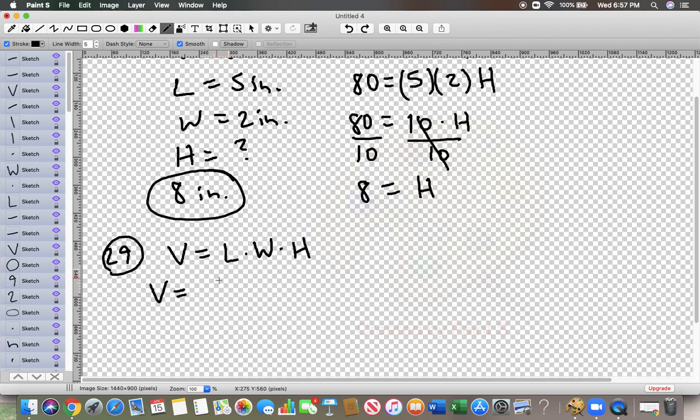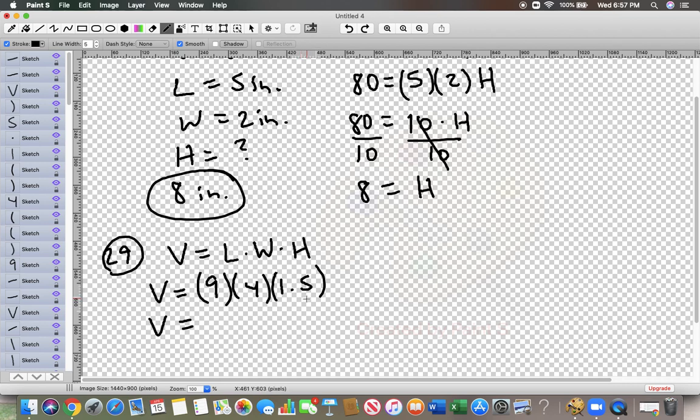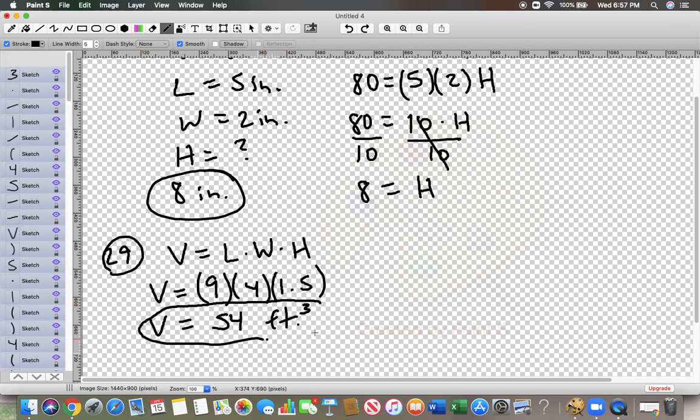They tell us that the bed is 9 feet long. What's the width of it? It's 4 feet wide, and the height of it is 1.5. So here we go. 4 times 1.5 is 6, and 6 times 9 is 54, and then my units are cubic feet. So this is how much soil they will need. They will need 54 cubic feet of soil.